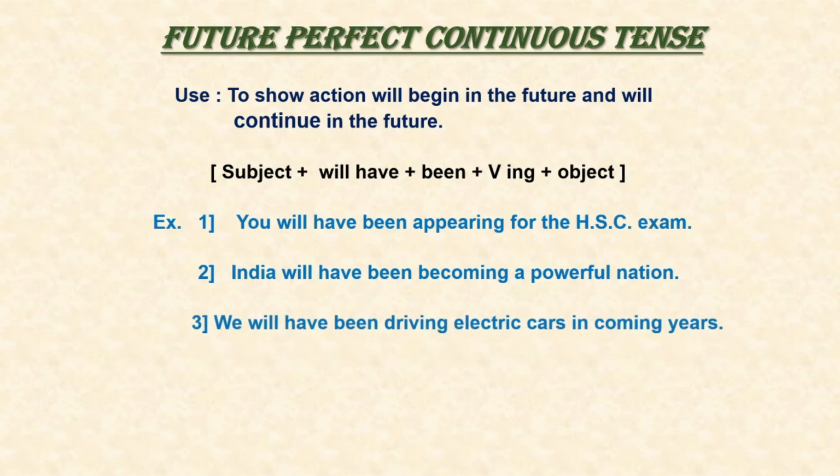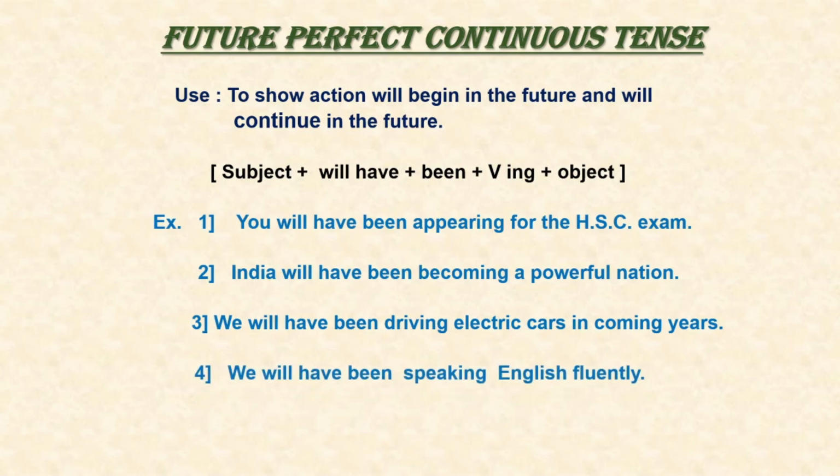Third one, we will have been driving electric cars in coming years. Look at the formula, subject, then will have, then been, plus VING driving, and remaining is the object. Fourth one, we will have been speaking English fluently. Again, the action of speaking will take place or begin in future and it will continue in the future.